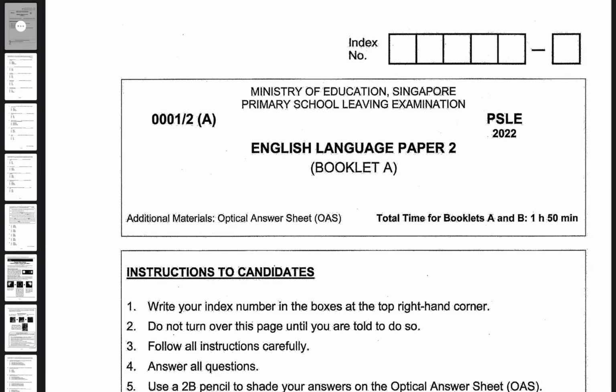Hi guys, this is Teacher Nat, and in this video, I will be going through PSLE 2022, Paper 2, Booklet A and Booklet B. So I'll try my best to go through most of the questions, those that I deem perhaps a bit more challenging. So please feel free to pause the video as and when you like, okay?